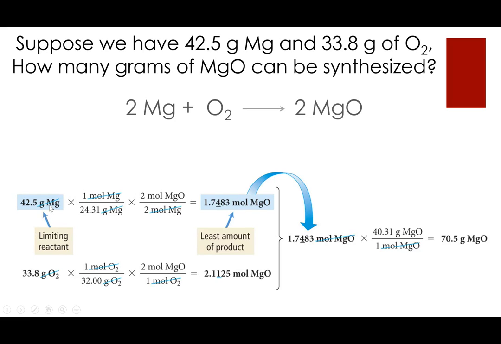Okay. And then here's the slide that walks you through that process. So grams to moles, moles to moles, grams to moles, moles to moles, and then they did that last conversion. So the answer to this problem, whether you did it this way or the other way, should be 70.5 grams of magnesium oxide. That's the most that you can make.